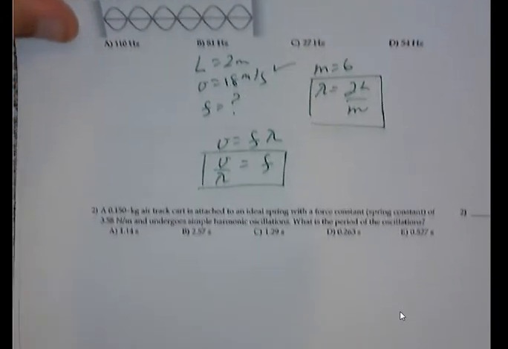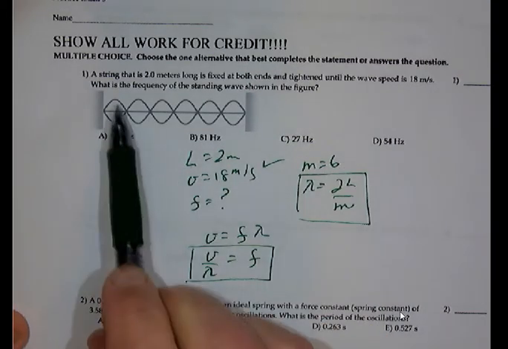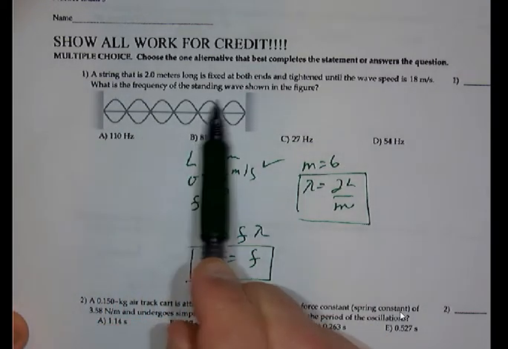So you'll see something definitely similar to that. And note, m is equal to 6. That's from the antinodes, the high spots here.